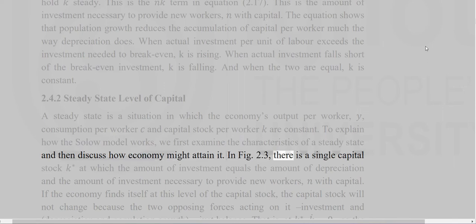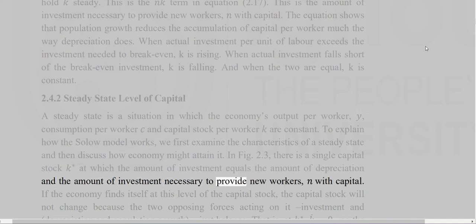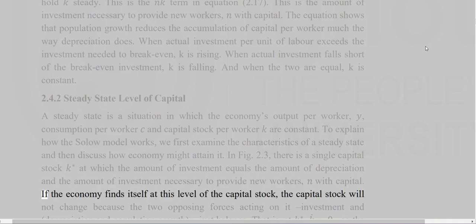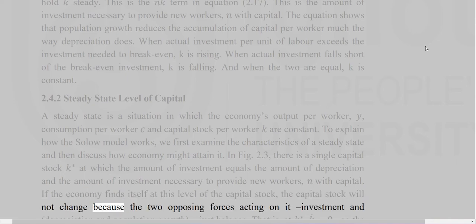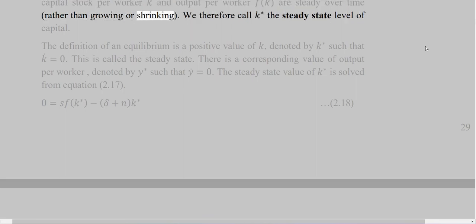In figure 2.3, there is a single capital stock k* at which the amount of investment equals the amount of depreciation and the amount of investment necessary to provide new workers with capital. If the economy finds itself at this level of the capital stock, k will not change because the two opposing forces acting on it, investment and depreciation and population growth, just balance. That is, at k*, Δk equals zero, so the capital stock per worker and output per worker are steady over time, rather than growing or shrinking. We therefore call k* the steady state level of capital.